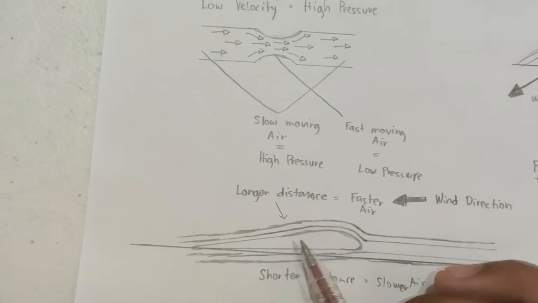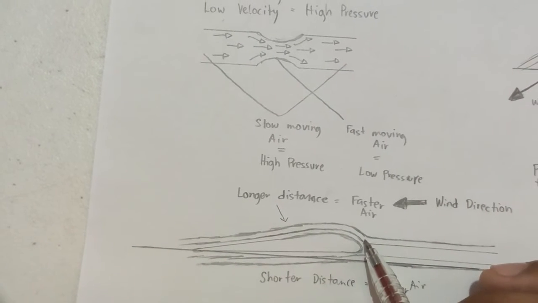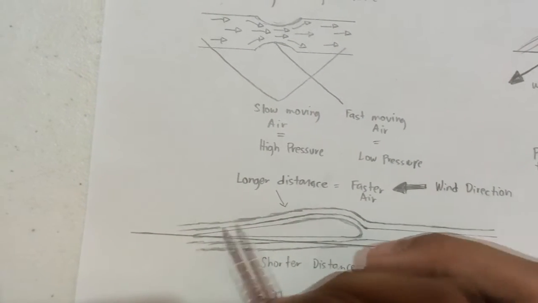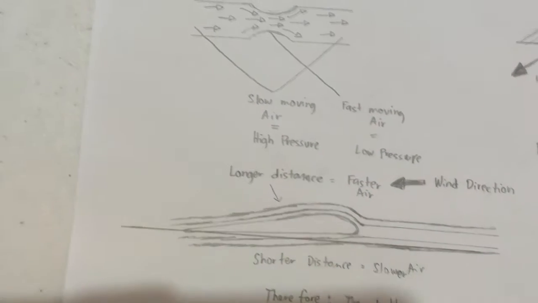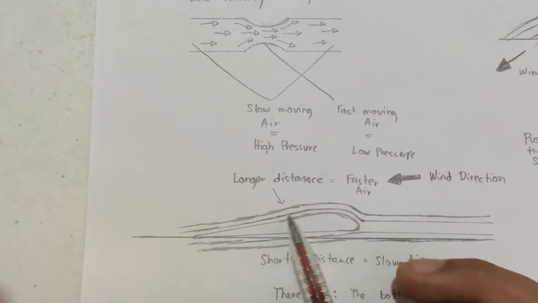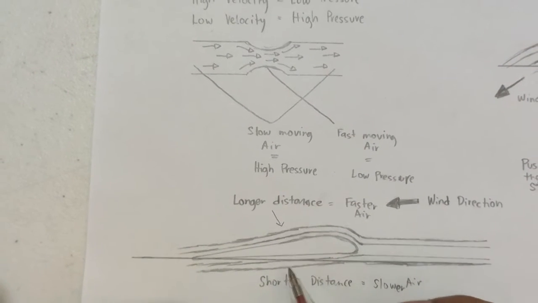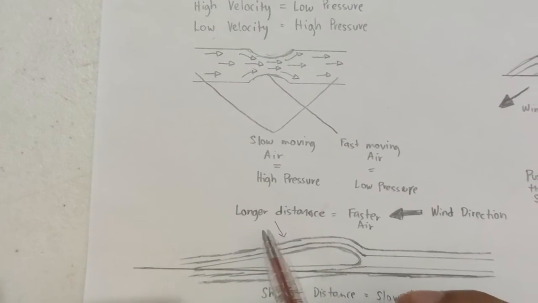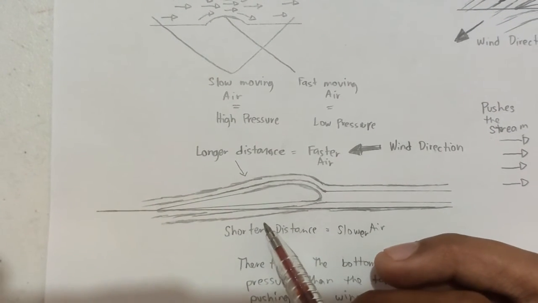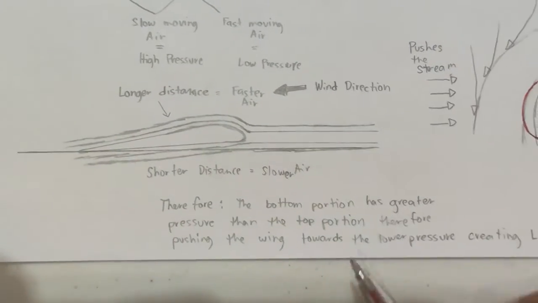As we can see, in order to keep up with the speed of the air in the lower part, the air above must speed up. Therefore, the air speed on the top portion will become higher compared to the lower part. Therefore, the upper part will have low pressure, and the lower part will have a higher pressure. Therefore, producing lift.